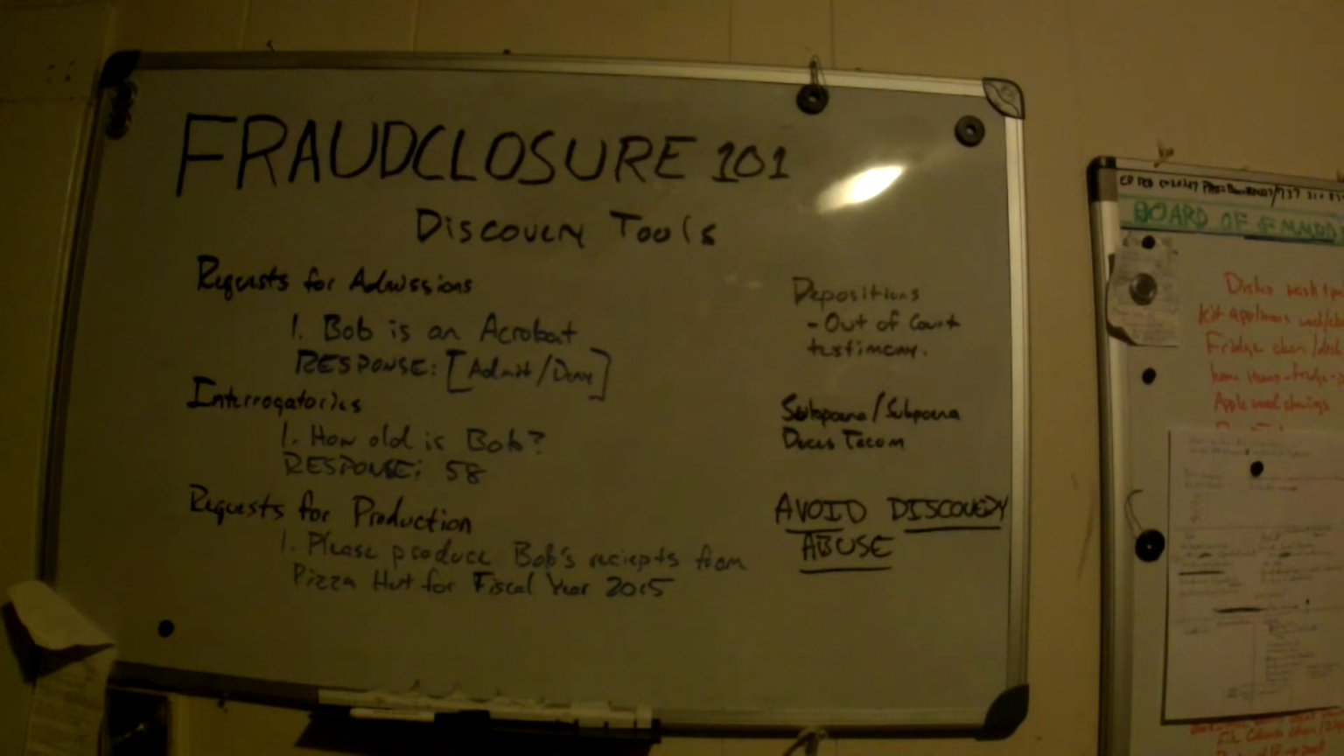Third tool, very useful: request for production. Our example request for production here: Please produce Bob's receipts from Pizza Hut for fiscal year 2015. Again, highly unlikely that you'll ever see a question like that, but it's just an example question in that format for a request for production.